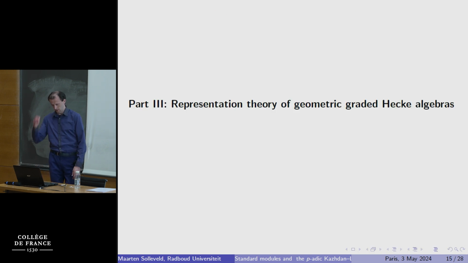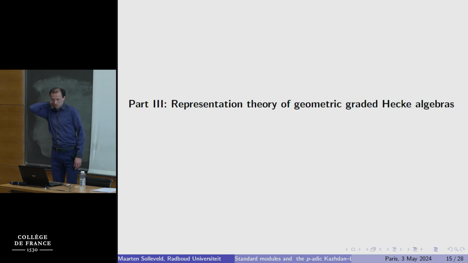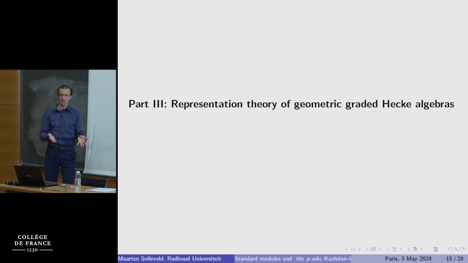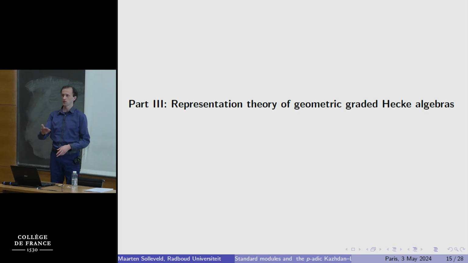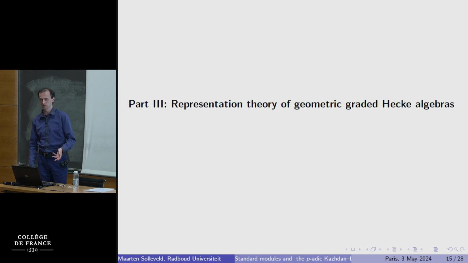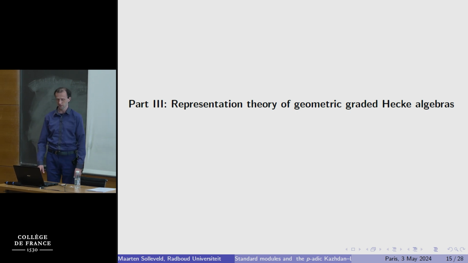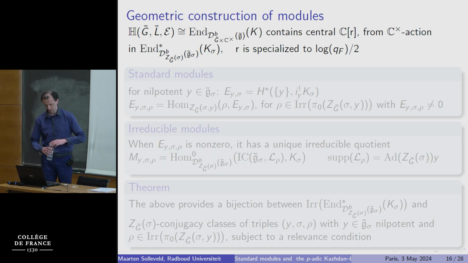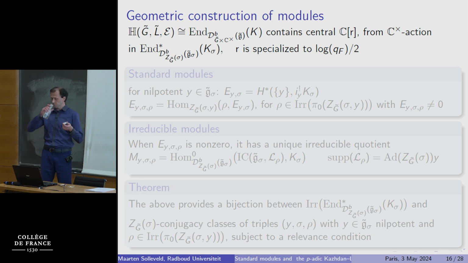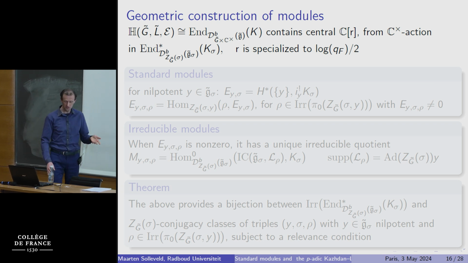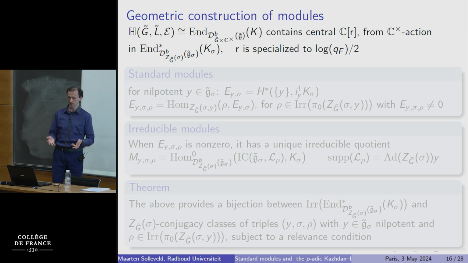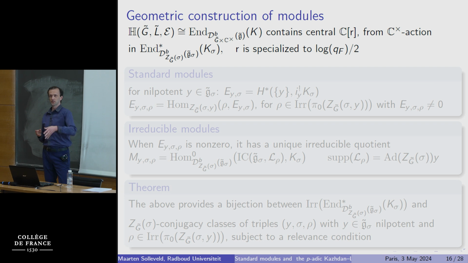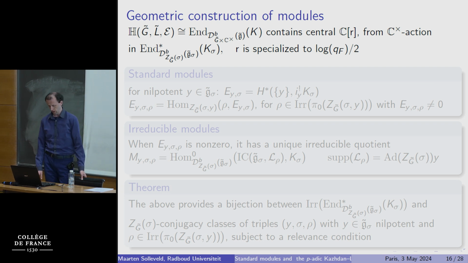Okay, so now let me say something about how to approach this Kazhdan-Lusztig conjecture in this context of these Hecke algebras, graded Hecke algebras, which are obtained from complex algebraic groups. So first, one needs to construct the objects, the standard modules and the irreducible modules, in these geometric terms so that they will correspond via this previous slide to the standard modules and the irreducible modules from a P-Adic group.